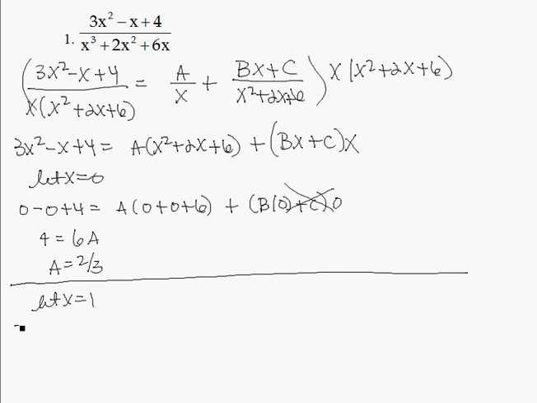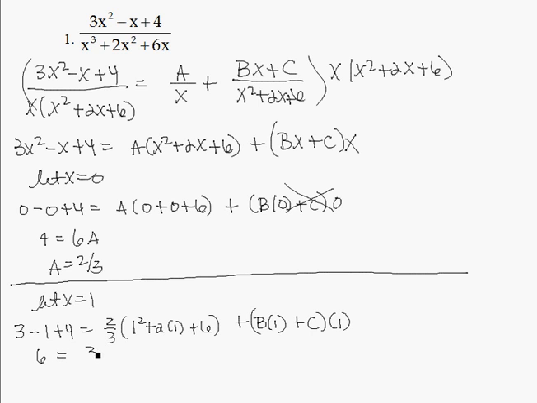If I let x equal 1, I get 3 minus 1 plus 4 equals, well, I know a is equal to 2/3, so that's 2/3 times 1 plus 2 times 1, we'll make that 1 squared, plus 6, plus b times 1 plus c times 1. So this gives me 6 equals 2/3 times 9, which is 6, plus b plus c. So I subtract 6, and I get 0 equals b plus c, or b is equal to negative c.